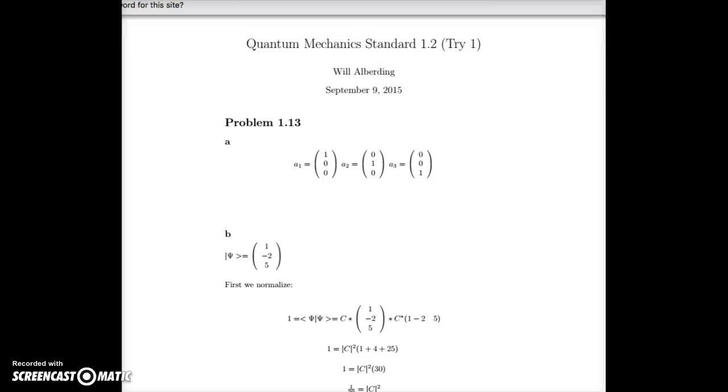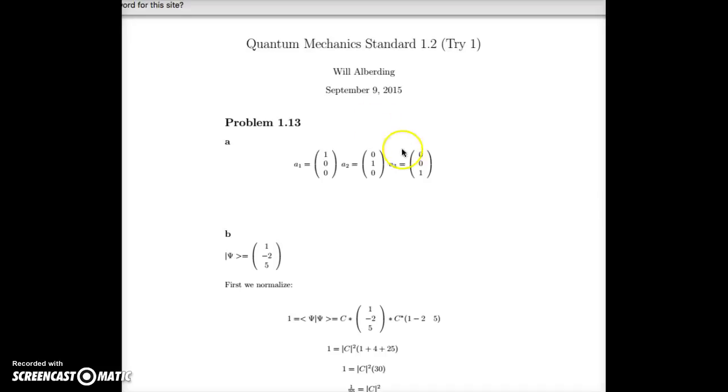Okay, this is my first attempt at standard 1.2. For the standard, I decided to do problem 1.13, which asks to consider a quantum system with an observable A that has three possible measurement results, A1, A2, and A3. For part A, we are just asked to write down the three kets A1, A2, and A3 corresponding to the possible results using matrix notation.